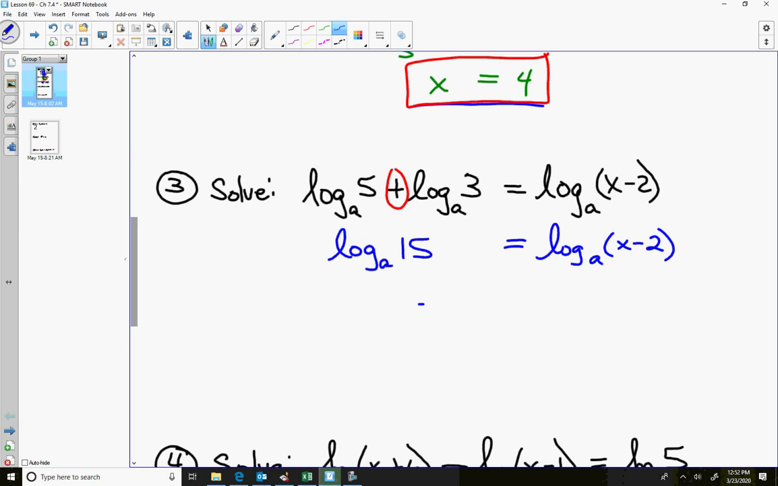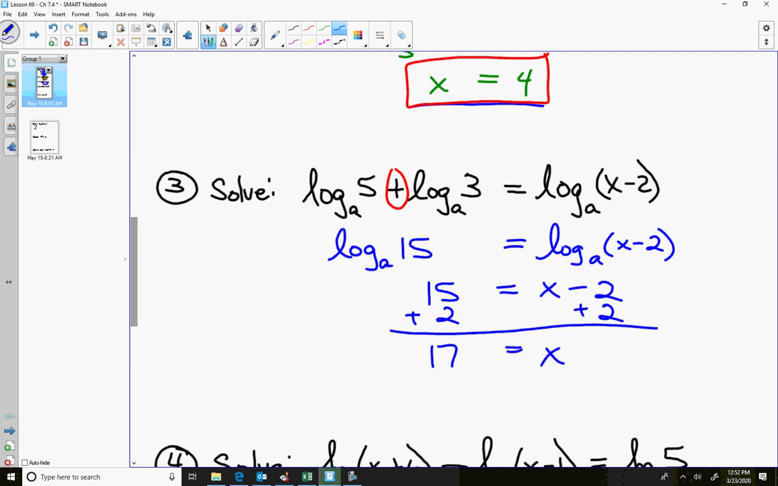Now I've only got 1 thing on the left, 1 thing on the right, and once there's 1 thing on the left, 1 thing on the right, they are both log base a, I can set the arguments equal to each other. So now I can say 15 equals x minus 2. And solve. And we get x equals 17.